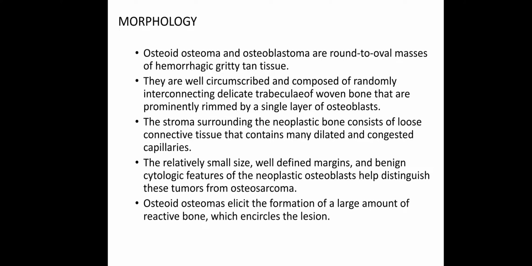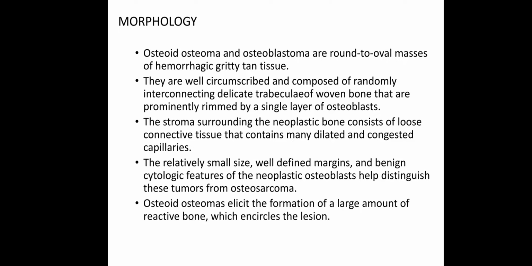Under the microscope we see woven bone, bone that is not mineralized, just delicate bony plates, interconnecting that are prominently rimmed by single layer of osteoblast. The surrounding stroma consists of loose connective tissue contain many dilated and congested capillaries.